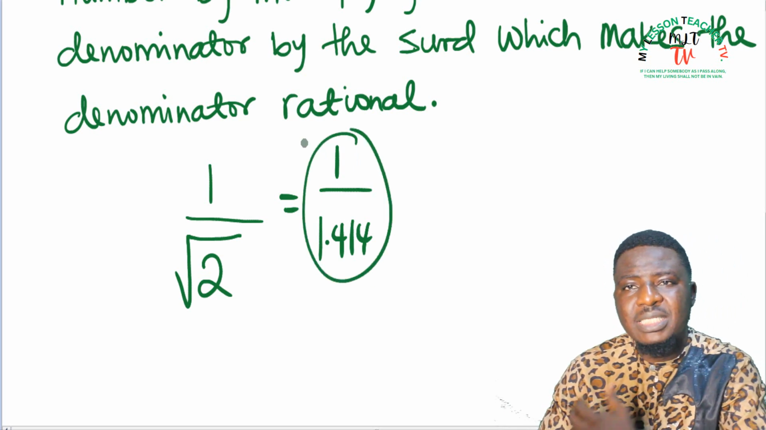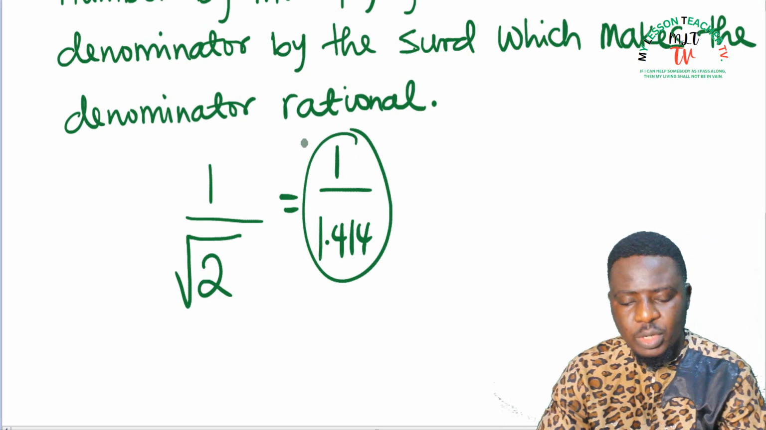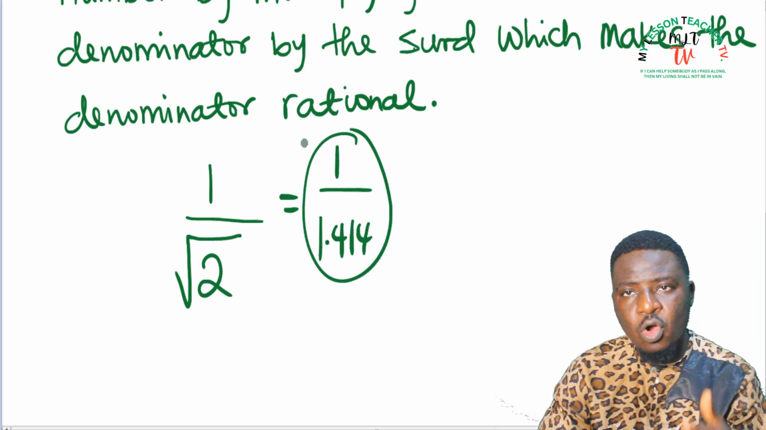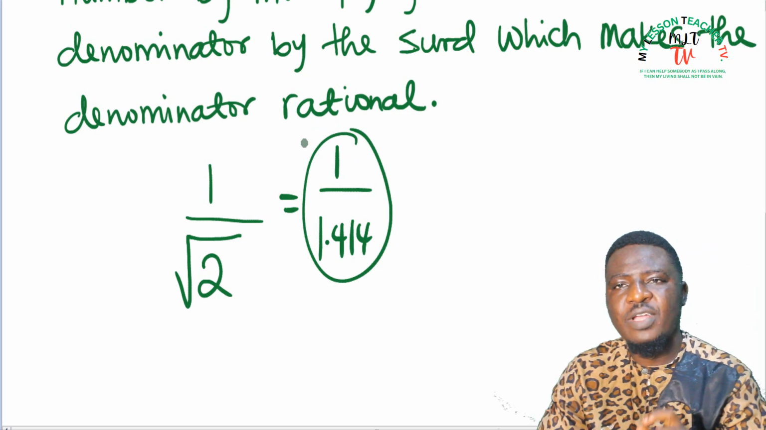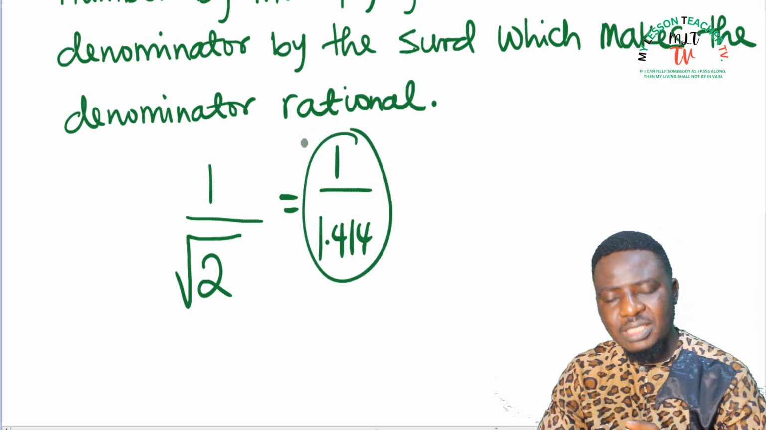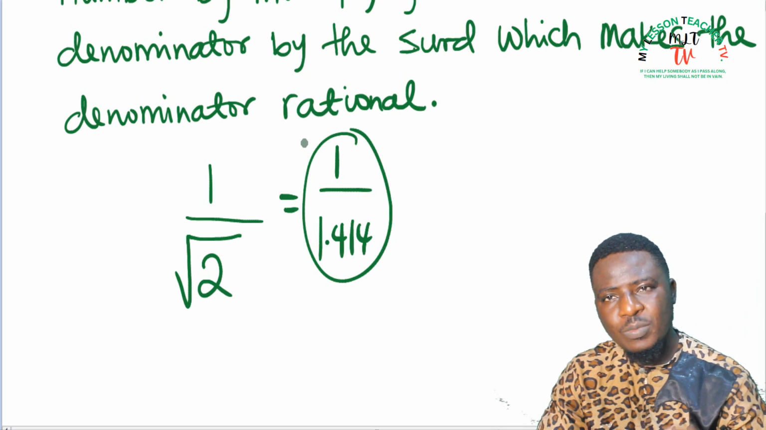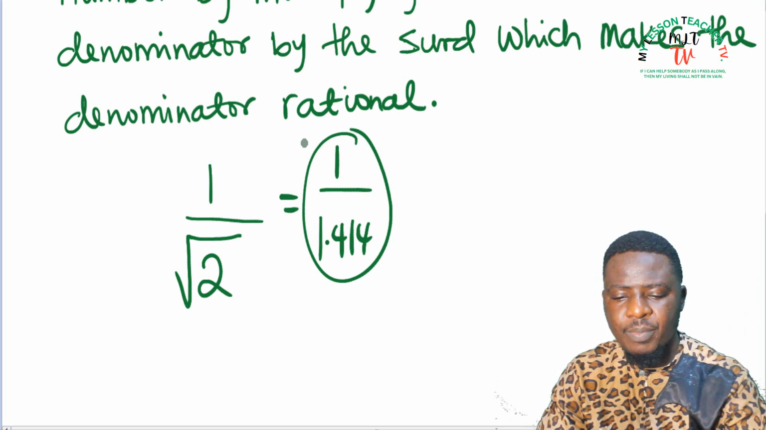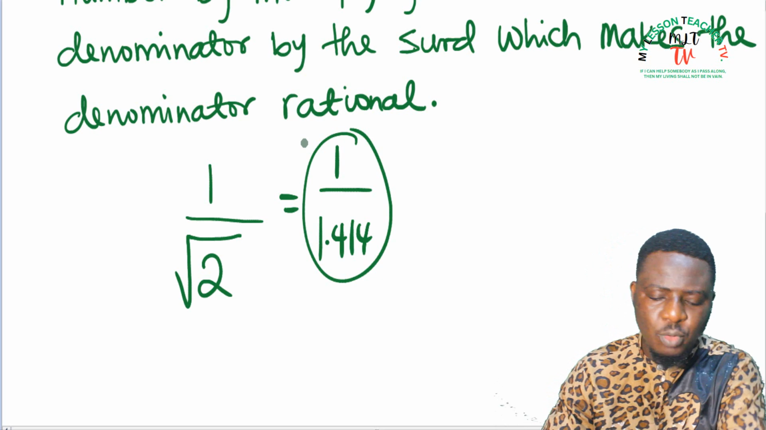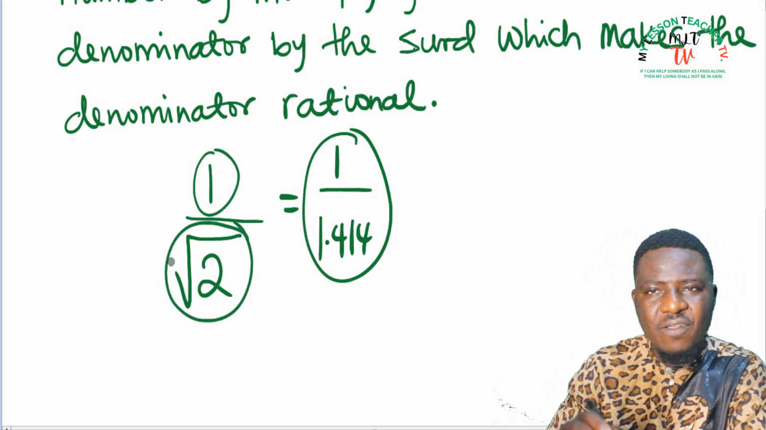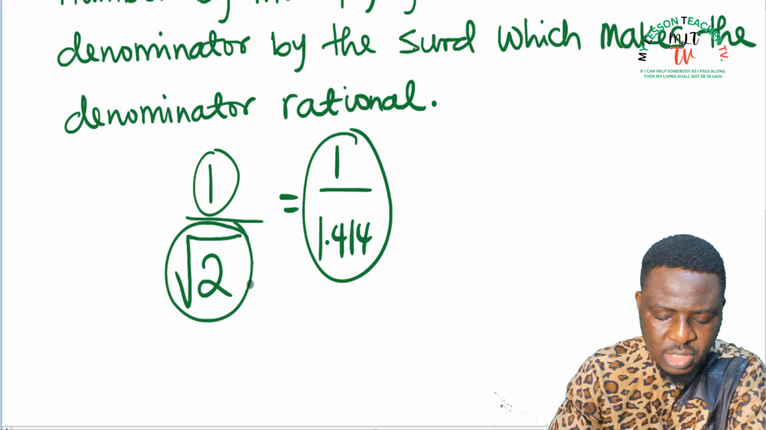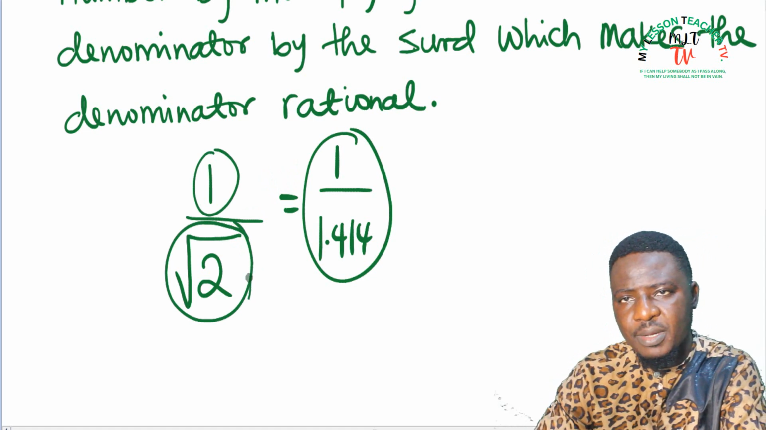And in order for us to make it easier to work with fractions like this, or to work with an equivalent fraction like this, we do what we refer to as rationalization. That is, making the denominator become a rational number. And how do we rationalize? We say by multiplying both the numerator and the denominator by a factor that will make this denominator become a rational number.